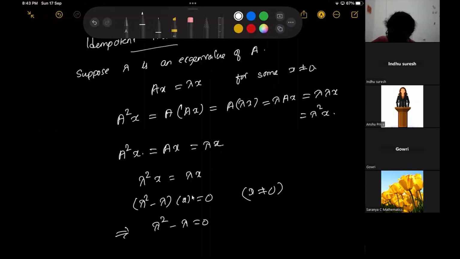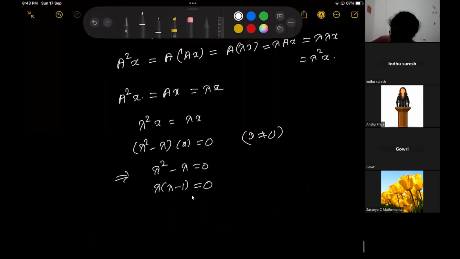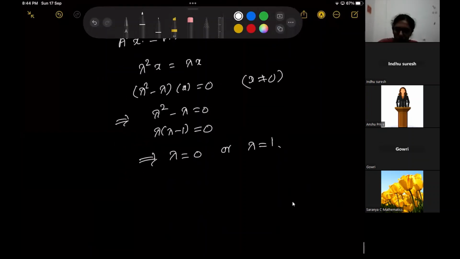What is lambda square minus lambda? Lambda into lambda minus 1 equal to 0. That implies lambda equals 0 or lambda equals 1. This is not an AND condition. Either lambda equals 0, or lambda equals 1, or it can be both. Is that clear? So we started with some eigenvalue lambda and we obtained that lambda can be 0 or lambda equal to 1.